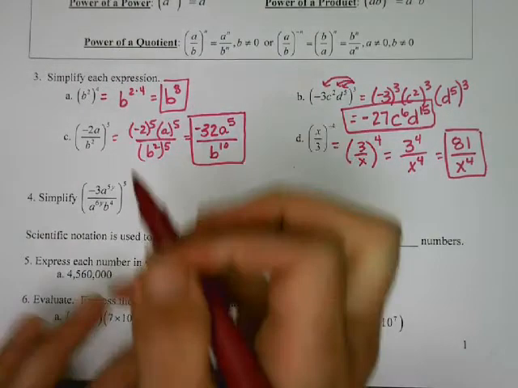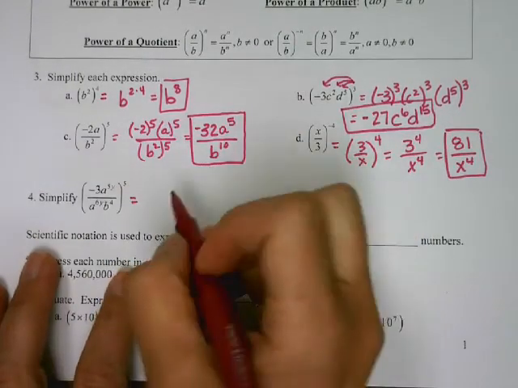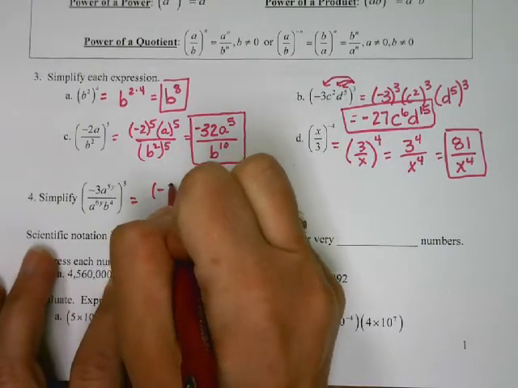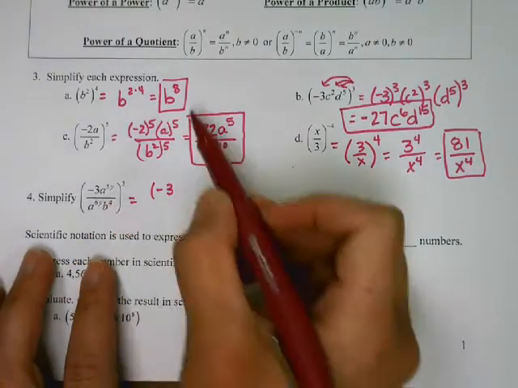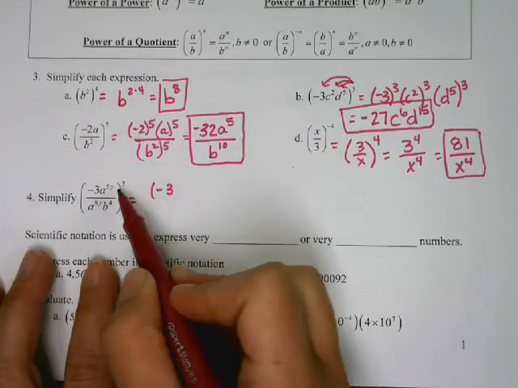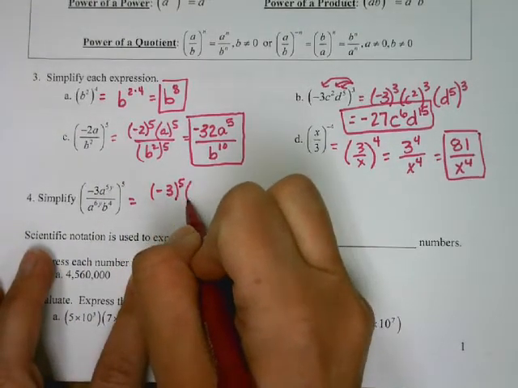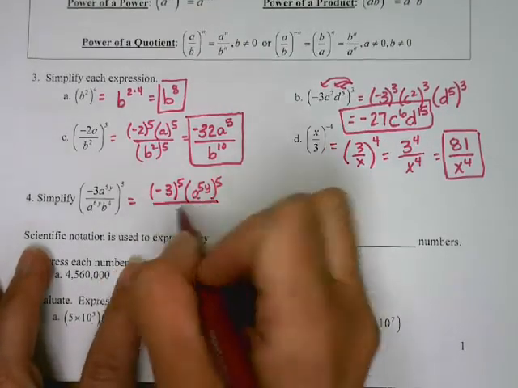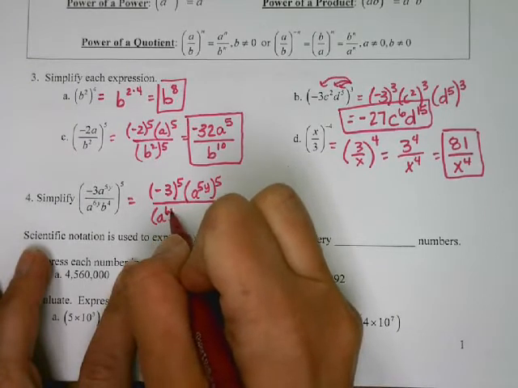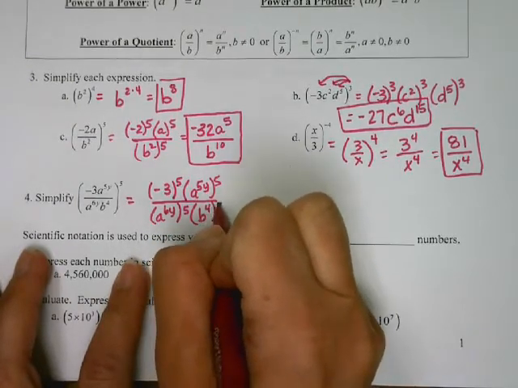All right, number 4. I have the power of a quotient. Everybody's going to get that exponent of 5, and I'm going to put them in parentheses. So negative 3 to the 5th, a to the 5y to the 5th, divided by a to the 6y to the 5th, b to the 4th to the 5th.